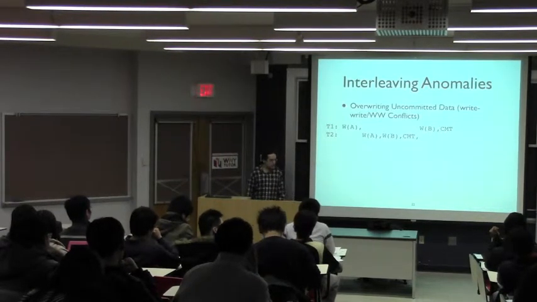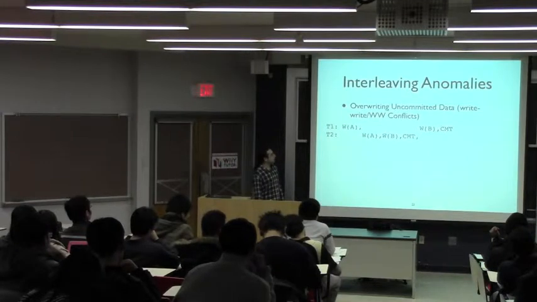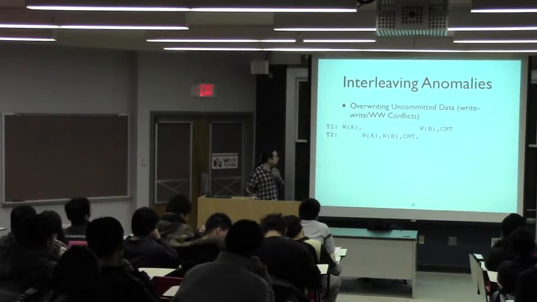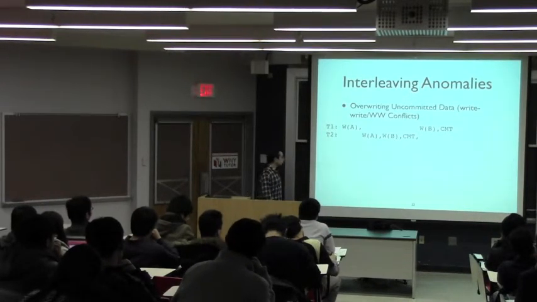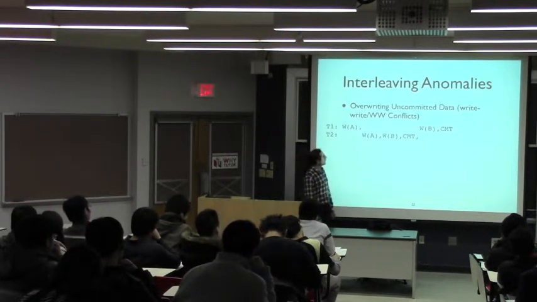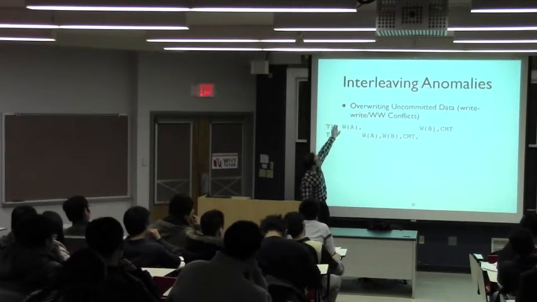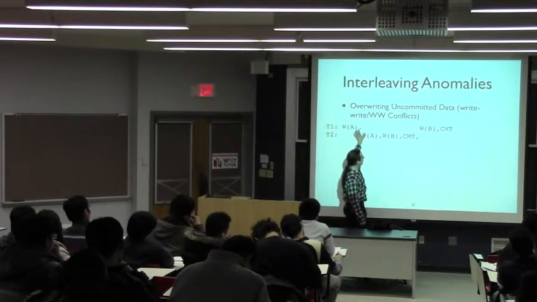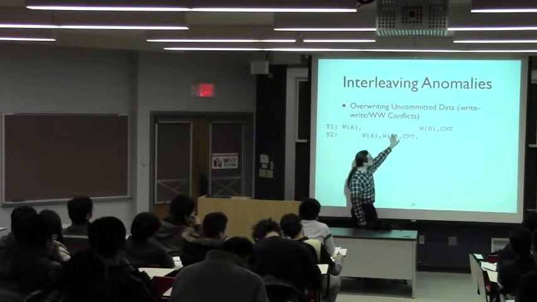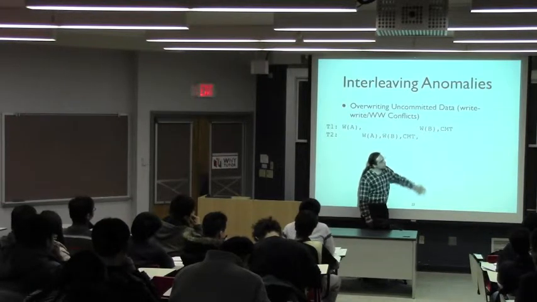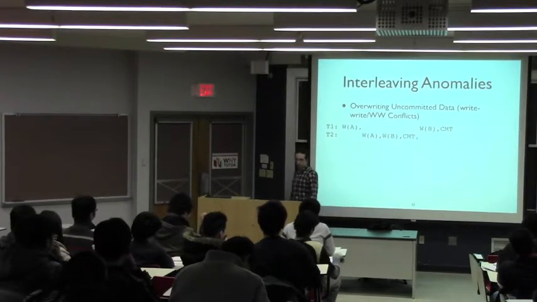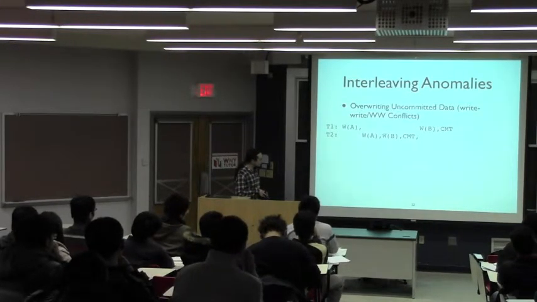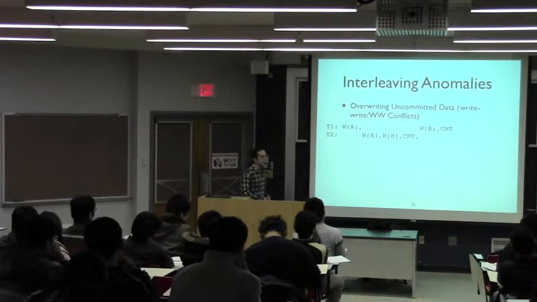And finally, there's a possibility that two transactions end up overwriting the wrong values. Or more precisely, overwriting the wrong values in the wrong order. So this is essentially the example that we had earlier, where you do one write for one transaction, then do two writes for another transaction, and then overwrite the second value with the second transaction, the first one. And this is known as a write-write conflict.